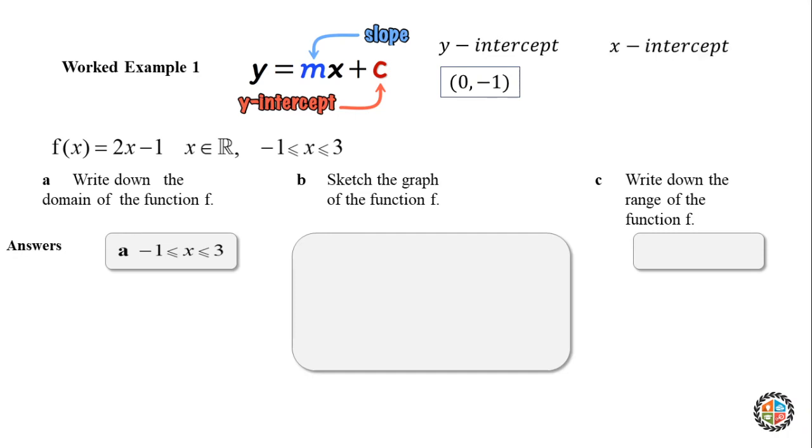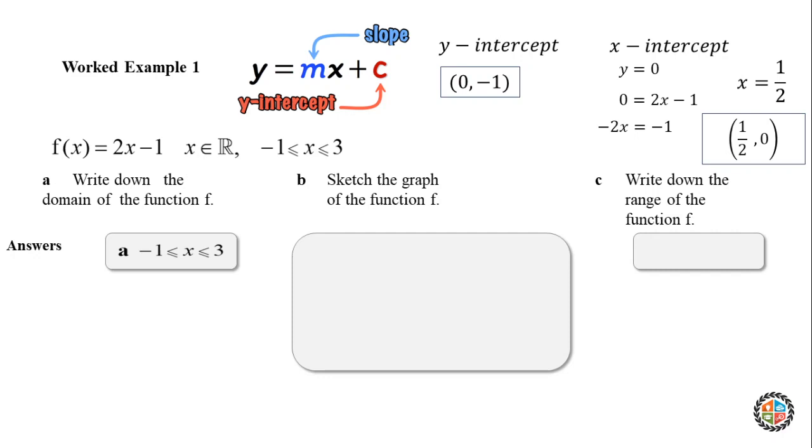Now, let's look for the x-intercept. The x-intercept is when y is equal to 0. If y is equal to 0, it will become 0 equals 2x minus 1. Then -2x is equal to -1 if I subtract both sides by 2x, and x is equal to 1/2. If x is equal to 1/2 and y is equal to 0, then the x-intercept is (1/2, 0).